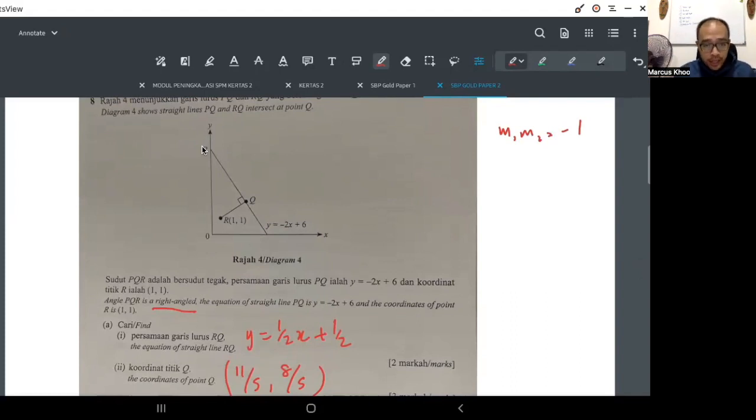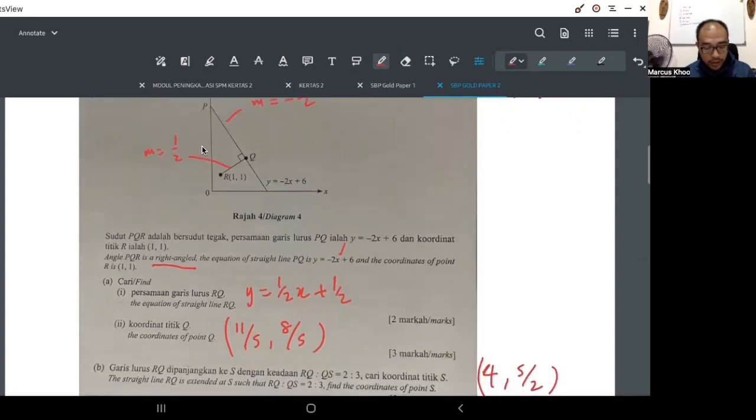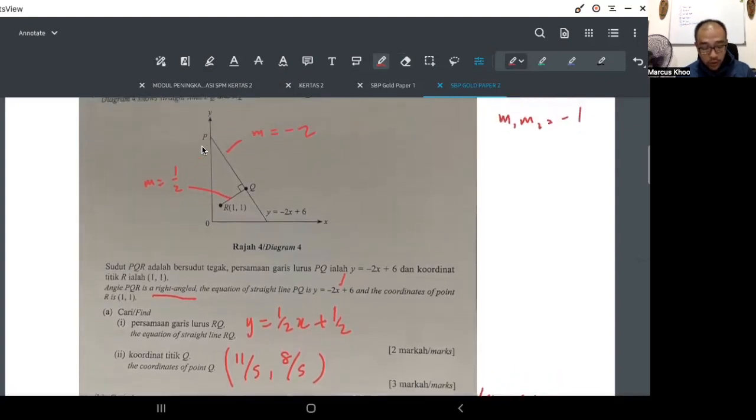The straight line PQ is given as y equals -2x plus 6. So the gradient is -2, and you know that the other gradient will be 1 over 2. Not to say no need to think, but you should know this. And the coordinates of point R is (1, 1). So find the straight line RQ. You have the gradient and you have the point, so you can find the straight line.